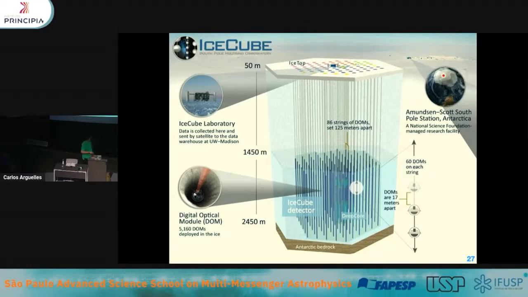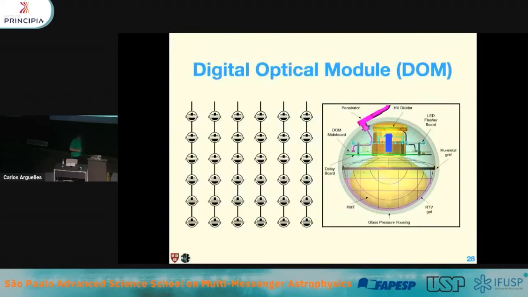Okay. Overall, there are 5,000 of these sensors deployed in the ice. So what do these sensors look like? Each of these sensors has one photomultiplier tube, a 10-inch PMT. The photomultiplier tube converts essentially Cherenkov light into electric charge. And the thing that's important is the D here, for digital. That means that once the Cherenkov light hits the PMT, it records a signal, and that signal is digitized in situ in the DOM location.